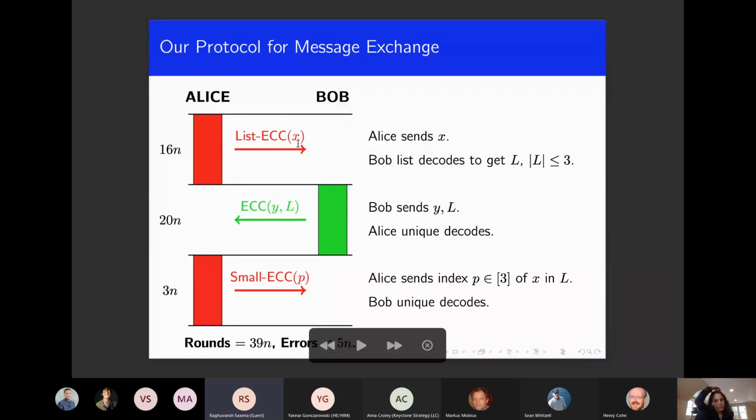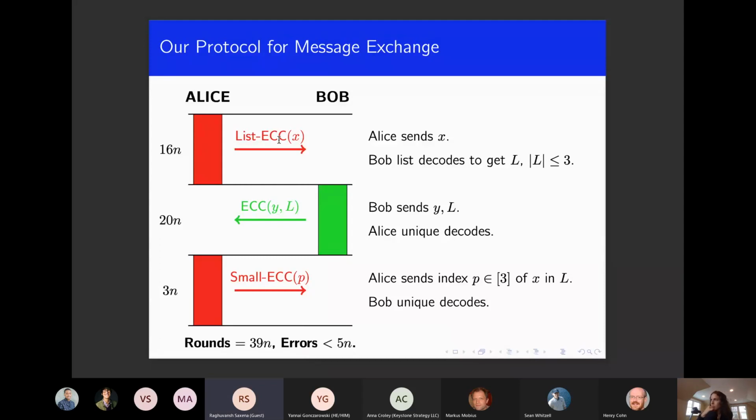Okay, so in the first 16n rounds, Alice takes her input x and she encodes x using a list decodable code with a list of size 3. So it's a very small list. You want a list of size less than or equal to 3. And Alice just takes such a code and she can send her input using this code to Bob. It turns out that the best possible parameter you have for such codes is that you can promise that the error resilience of such codes is 5/16. And this is tight when it comes to list decodable codes for lists of size 3.